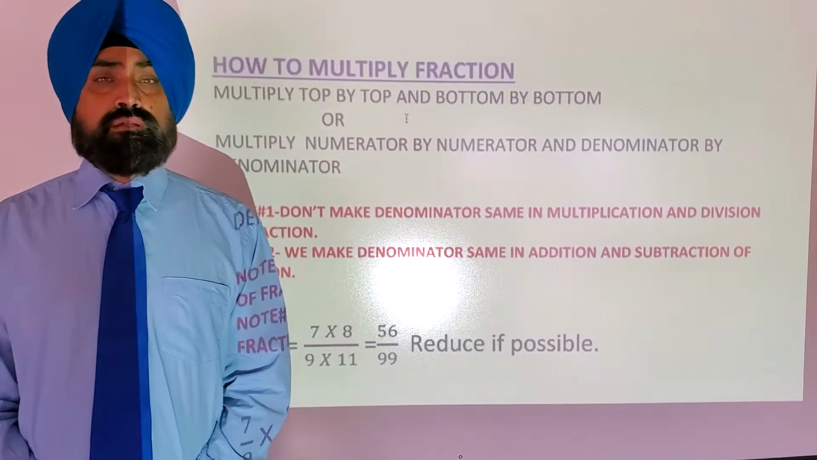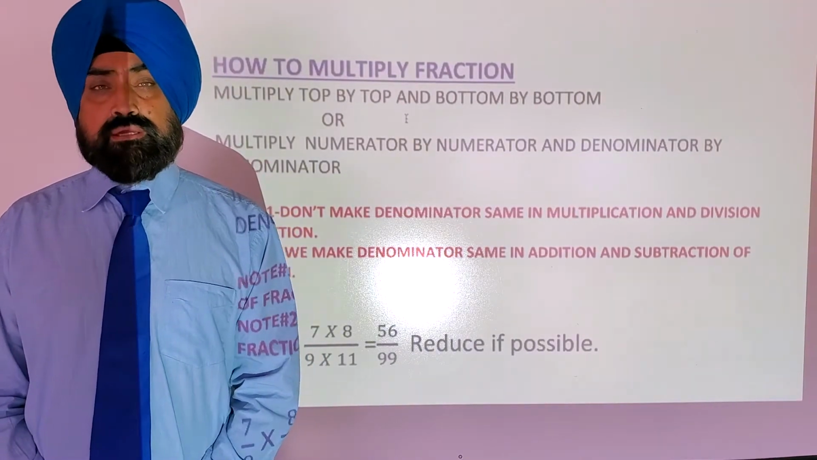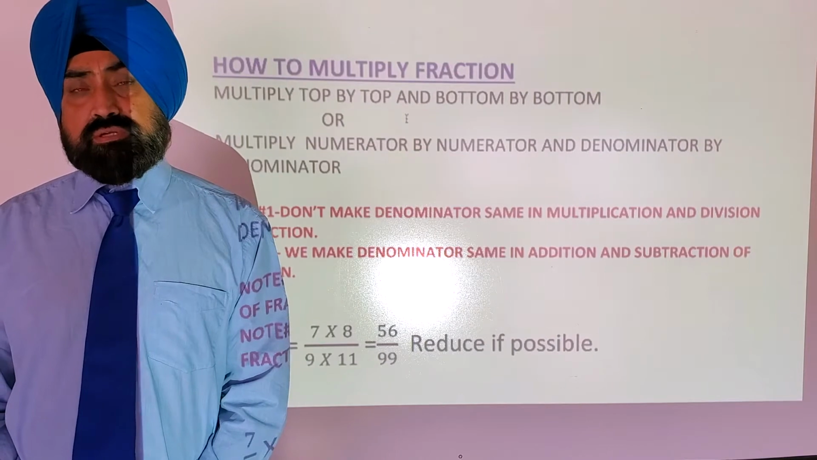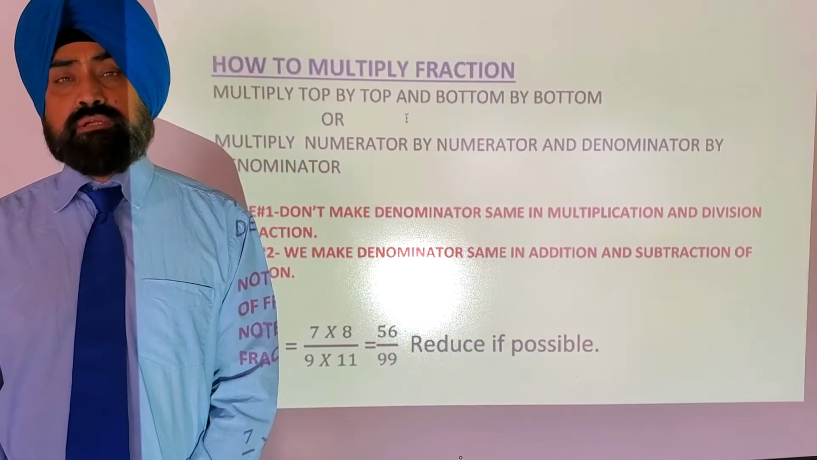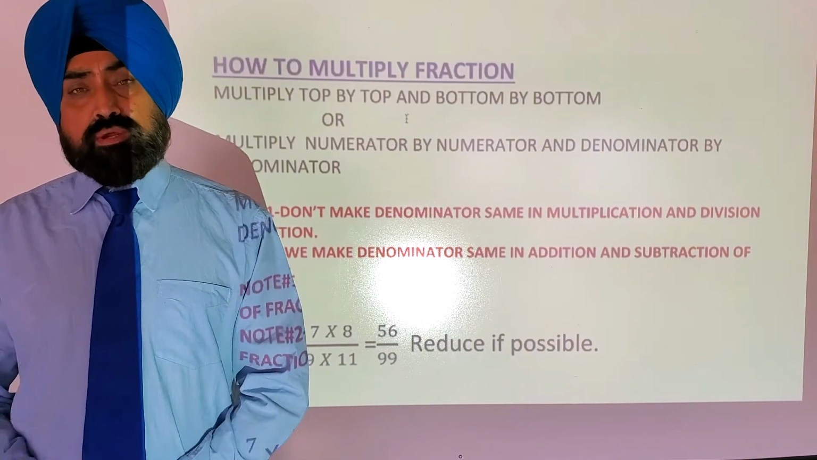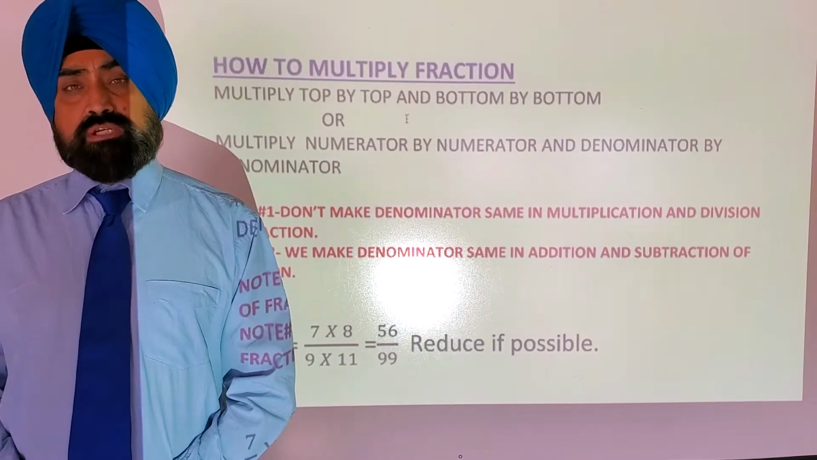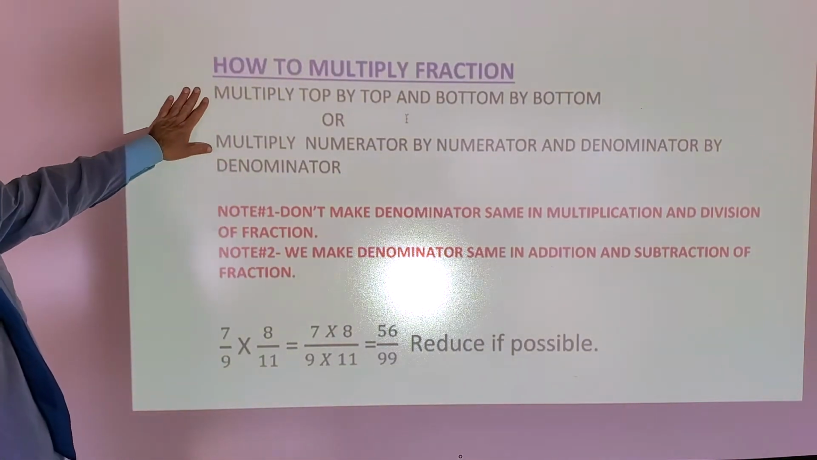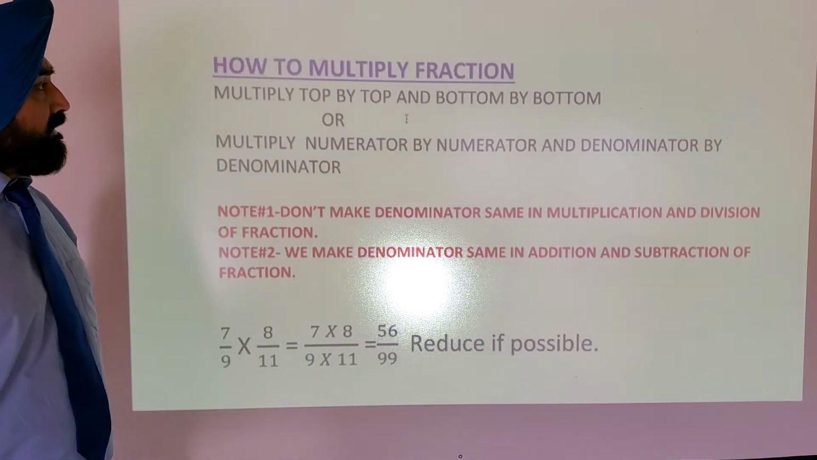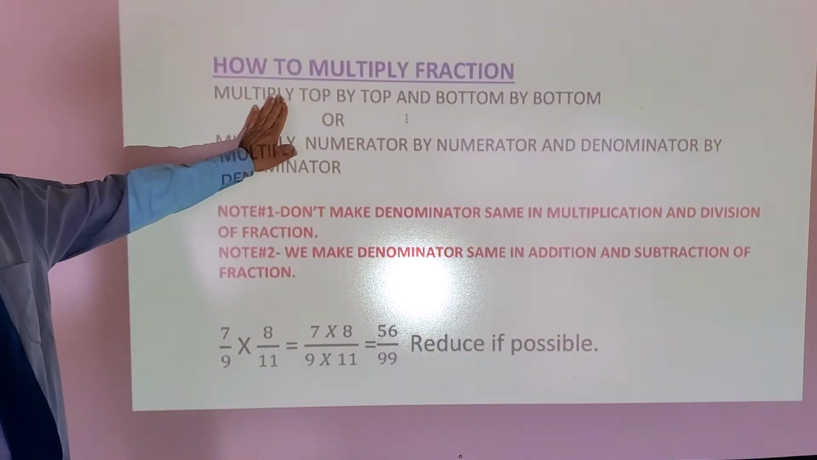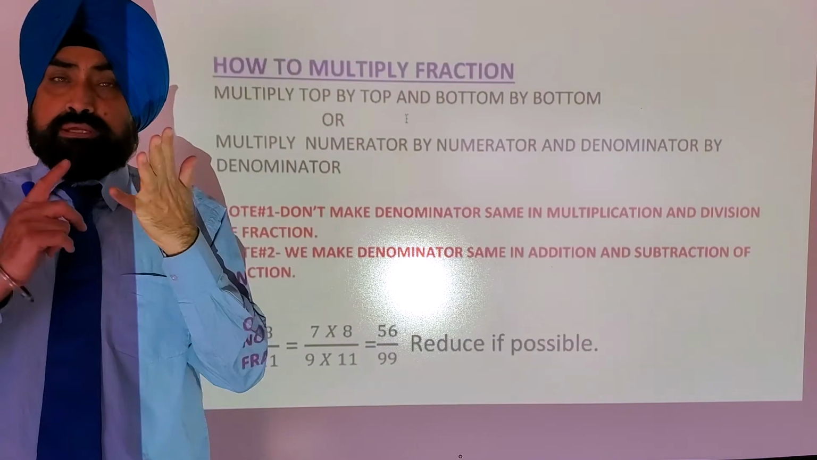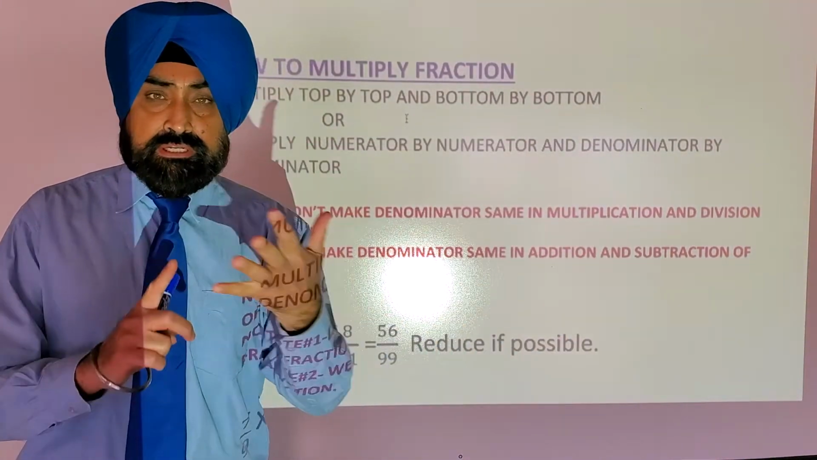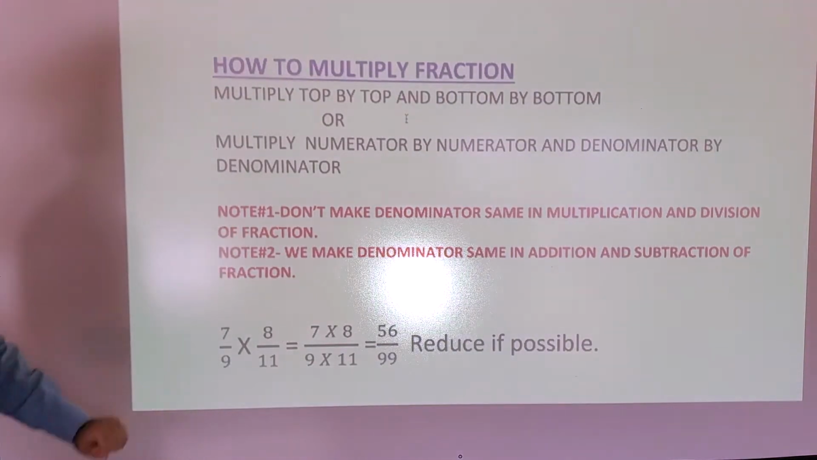Today we will learn how to multiply fractions as well as mixed fractions, or mixed numerals. As compared to addition and subtraction, multiplication of fractions is easy. So what we do in multiplication of fractions is we multiply top by top, meaning we multiply numerator with numerator, and bottom by bottom, meaning denominator by denominator.